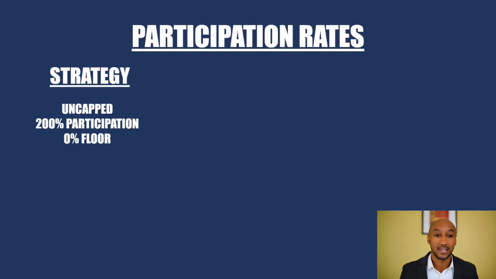Next, we have participation rate. This is where it gets tricky, but I'm going to break it down so you know exactly what to expect and exactly how these accounts work. So in this strategy, you'll see something like uncapped, 200% participation with a 0% floor, right? I know that's a mouthful, but it's uncapped, meaning there's no cap to how much you can grow, right? No limit. So the other one had a cap. There's no cap. You get 200% participation, meaning it's going to take whatever the market does and multiply it times 200%, which is pretty much multiplying it by 2 or doubling it. And there's a 0% floor, which means if the market were to crash, you're still protected against loss. So now when it comes to results, here's what we're looking at.